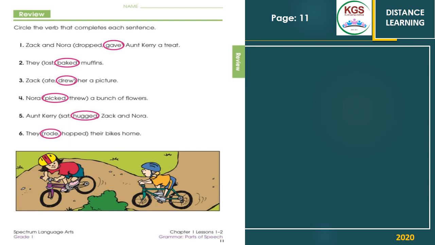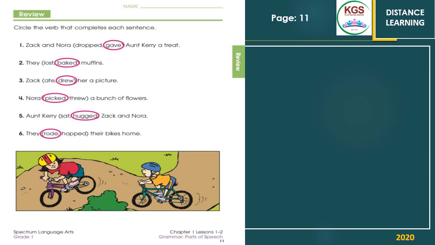Number 1. Zach and Nora dropped or gave Aunt Carrie a treat. Did they drop her a treat or did they give her? They gave her. So we will circle the verb gave. Zach and Nora gave Aunt Carrie a treat.